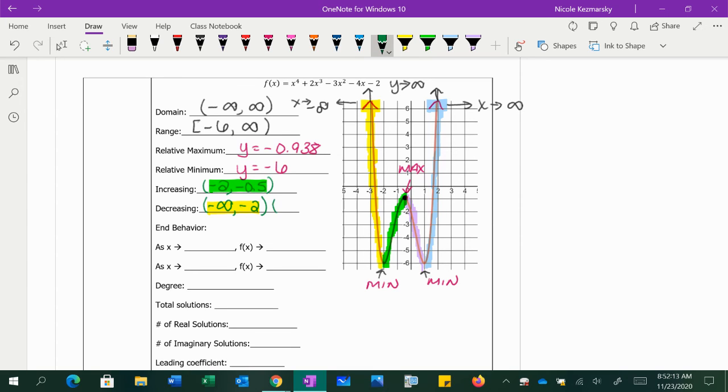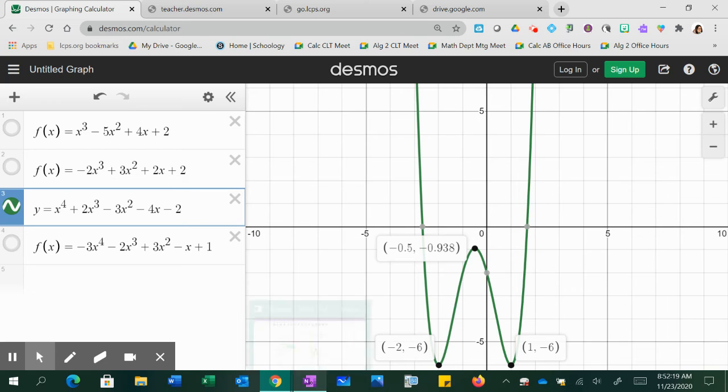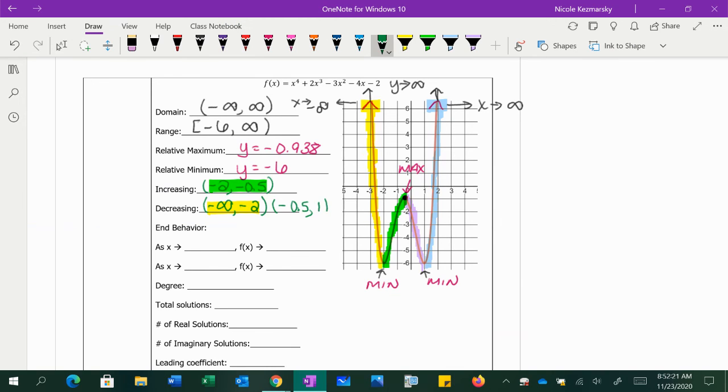Then we're going to go from -0.5 to the minimum. That minimum, let's check, is at +1. And so that's the purple region. And then the last region goes from 1 to positive infinity. And it's positive infinity, not because the y is positive, but because the x is positive. And that's the blue region.